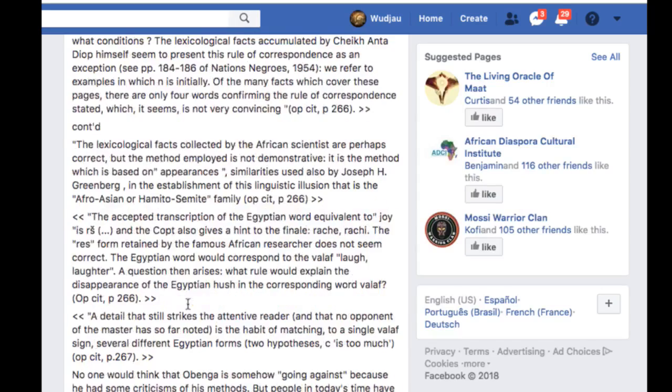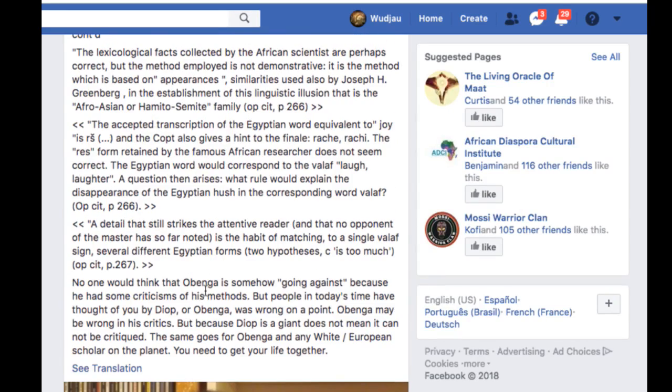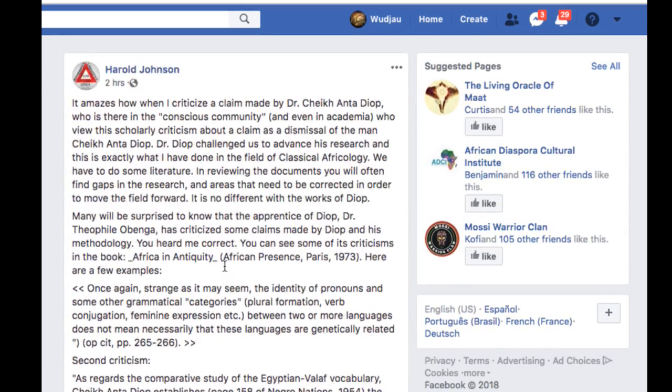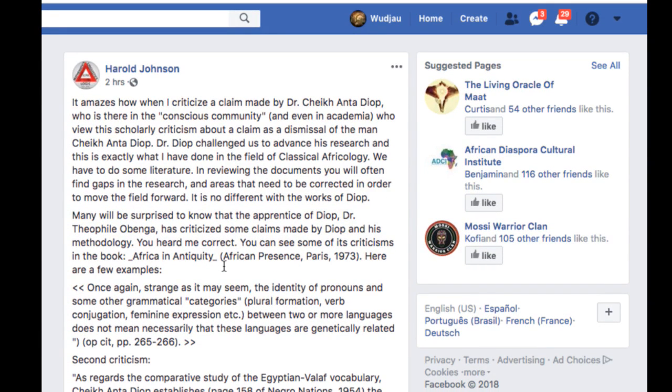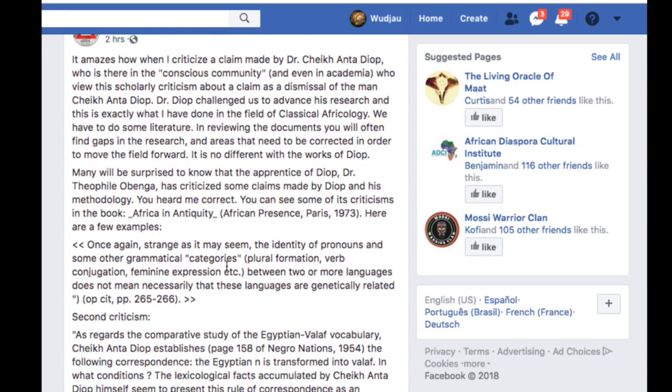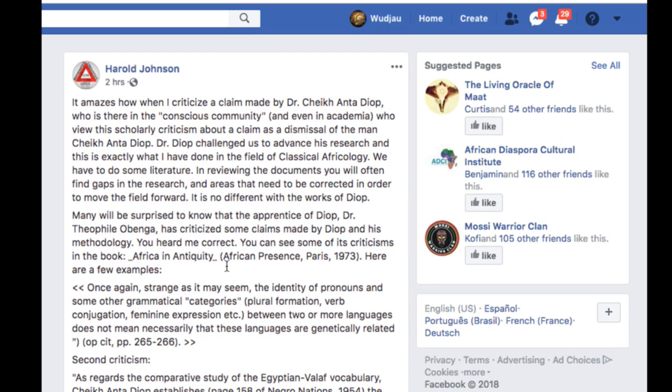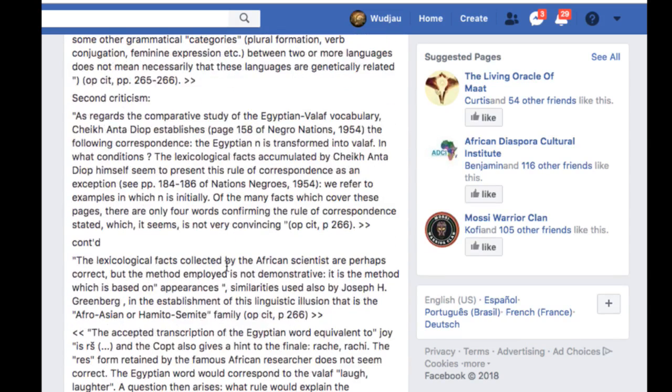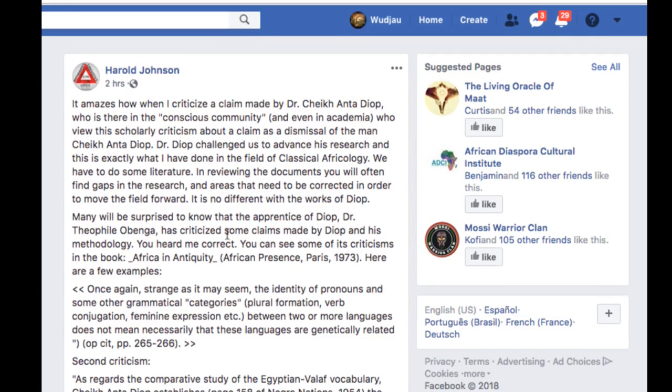I'm not going to read it because it's kind of lengthy, but that's the essence of what this post is about. He's actually quoting Obenga criticizing Diop. There's nothing negative about it, nothing personal whatsoever. He's actually not even criticizing. He's criticizing some conclusions or things that Diop has assumed or claimed or hypothesized about, and Obenga is just simply readdressing them. And so you can read on your own. It's a post he did about 2 hours ago. All right.